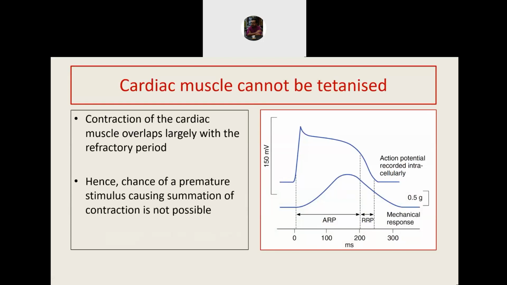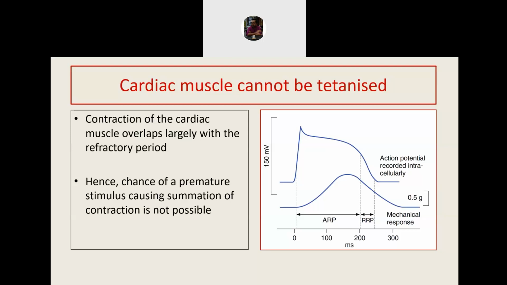Now, because the heart has a pretty long refractory period, during the contraction phase, the absolute refractory period is still there. So the second impulse cannot stimulate the heart. And since the stimulus cannot come during the contraction phase, tetanization is not possible. So the reason why cardiac muscle cannot be tetanized is the prolonged refractory period of the heart.